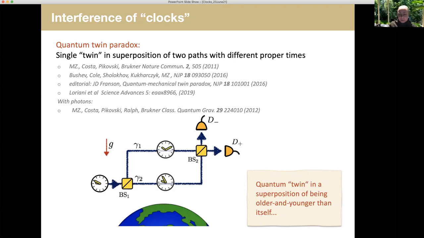And so the question is really what happens. So one can, of course, say, well, if a clock is measuring time in superposition, and there is a different proper time for each branch, then it ends up younger and older than itself. But there is a quantitative answer to it, which allows an experiment to be done.